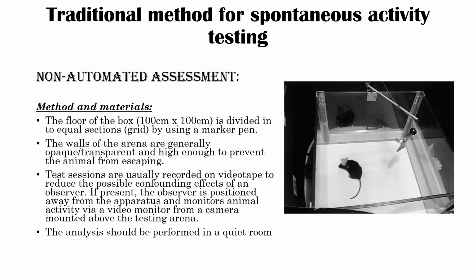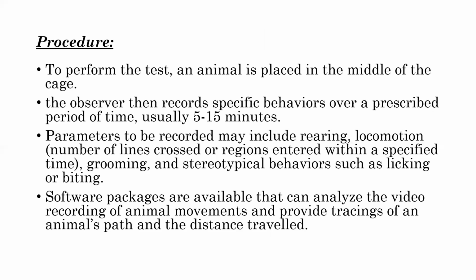We take a box that has a dimension of 100 by 100 centimeters. The walls are opaque, and they're high enough to prevent the animal from escaping. We divide the box into equal sections by using a marker pen. The test sessions are usually recorded on videotape to reduce the possible confounding effects of an observer. And the experiment is performed in a quiet room in order to prevent any interference.